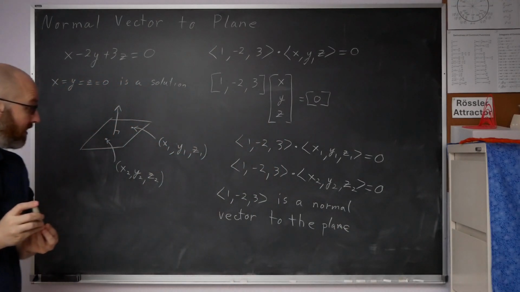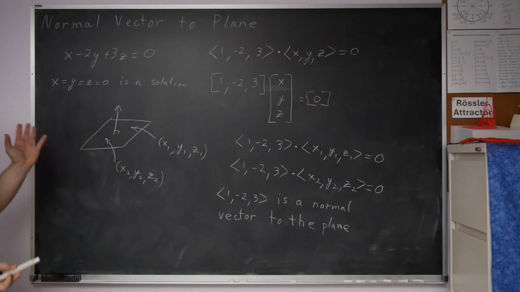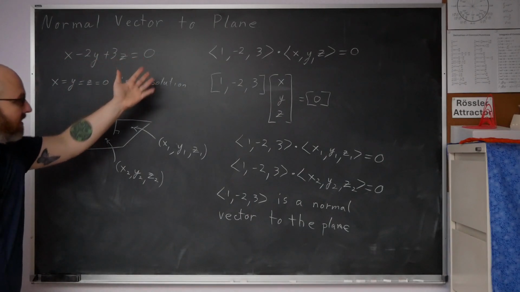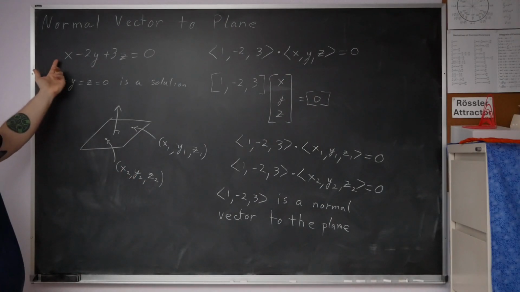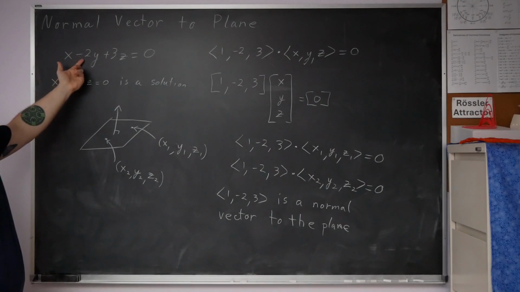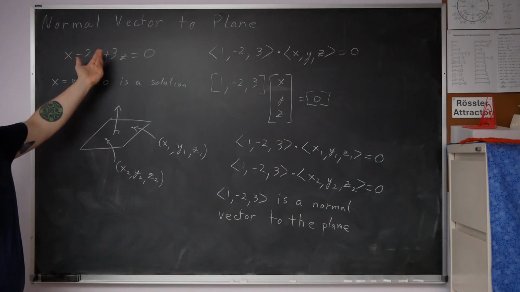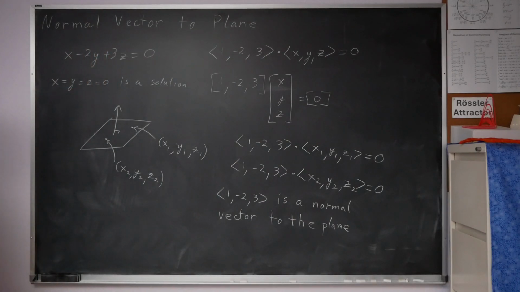So that's a very, very nice shortcut. If you have an equation of a plane and you need to figure out a normal vector for it, a normal vector to that plane is going to be the coefficient in front of x as the first component, the coefficient in front of y as the second component, the coefficient in front of z as the third component.